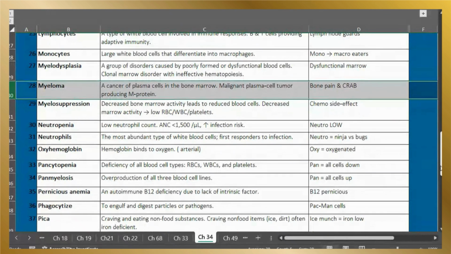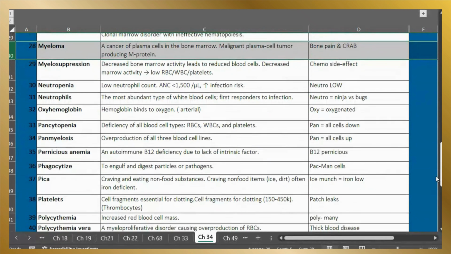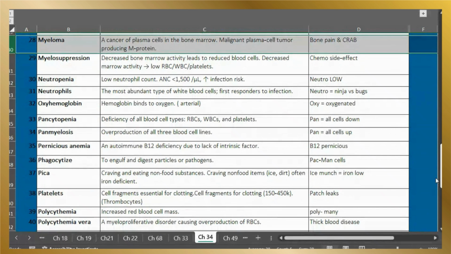So I'm going to scroll a little bit down. Here we go. So we are here.